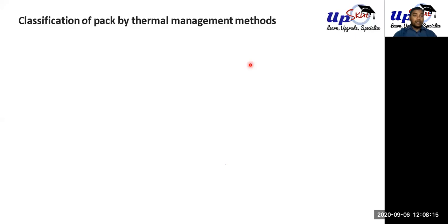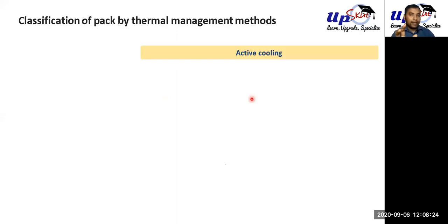Should be clear. Classification of pack by thermal management methods. So there are different types of cooling. One is active cooling, one is passive cooling for batteries. What is active cooling? The term active cooling means controlled cooling, where you can readily control the outcome, and you can also achieve fluctuation according to the fluctuation of the battery or the power demand. You can change the cooling capacity.